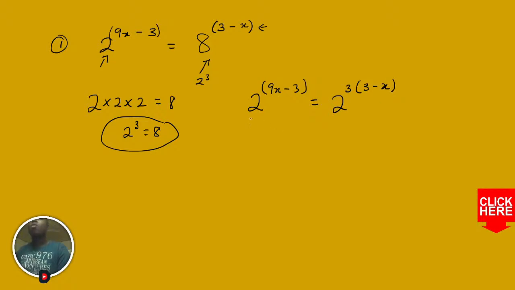X. Okay. Once the base numbers are the same, let's just imagine that they cancel out. So they go off and then it gives us what is on top. It ensures that whatever is on top, which is the power, becomes linear. So we have 9x minus 3. You can still decide to put it in a bracket. It won't really change. 3 into bracket 3 minus x.